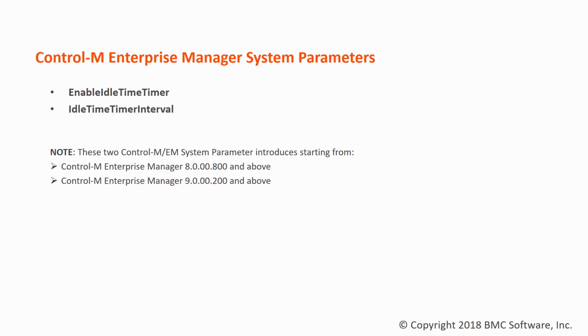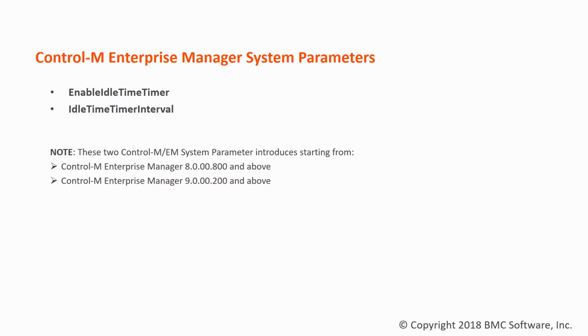From Control-M Enterprise Manager version 8 Fix Pack 8 and version 9 Fix Pack 2 and above, these two EM system parameters are introduced: EnableIdleTimeTimer and IdleTimeTimerInterval. The EnableIdleTimeTimer parameter will enable or disable automatic closure of viewpoints in the monitoring or history domain after the set period of time with no activity.